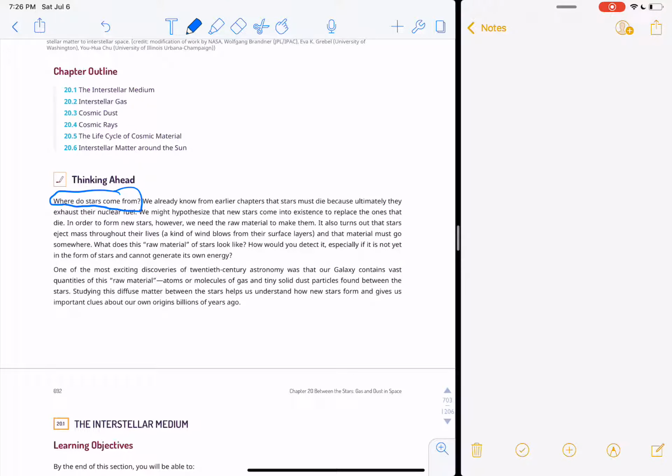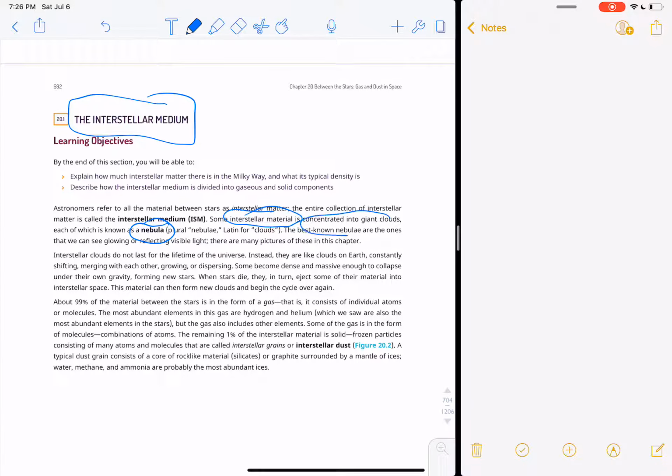Okay, so it's called the ISM. The interstellar medium is the space between the stars. There are some areas where the density of the gas is very high and it looks like a cloud, and so we call it a nebula. So that would be a space between the stars where the interstellar medium, or the ISM, is concentrated into a giant cloud called a nebula.